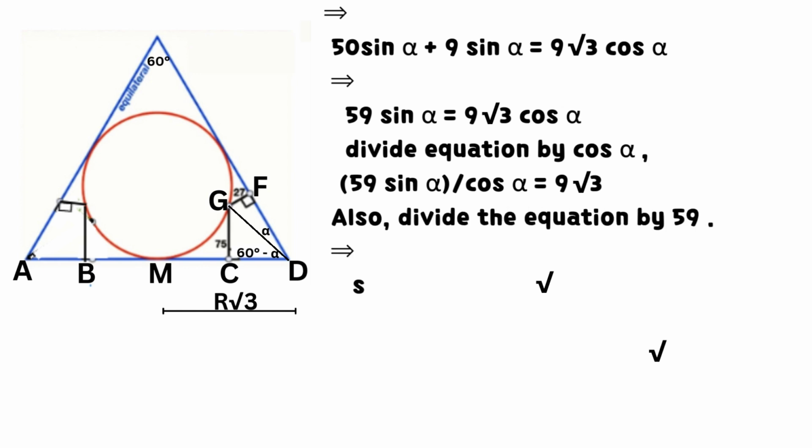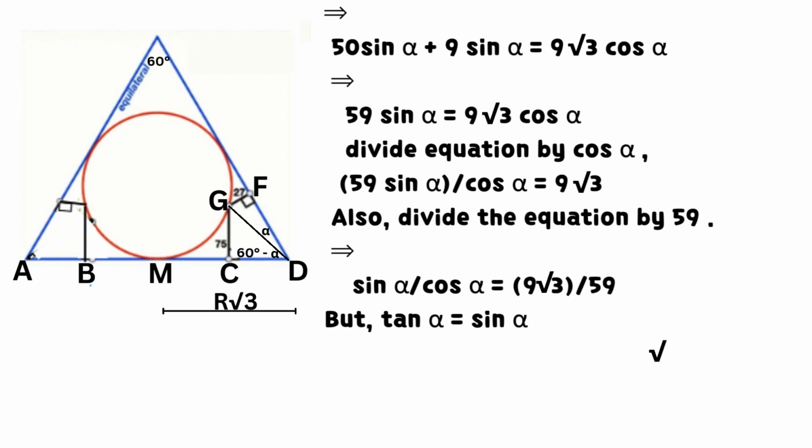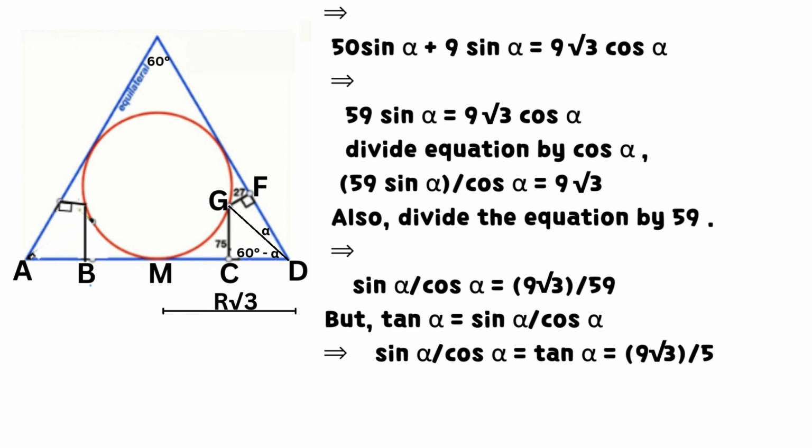We obtained that 59 times sine alpha, all divided by cosine alpha, equals 9 times the square root of 3. Also, divide the equation by 59, so that sine alpha divided by cosine alpha equals 9 times the square root of 3, all divided by 59. Finally, sine alpha divided by cosine alpha equals tan alpha, which equals 9 times the square root of 3 divided by 59. We call it equation 4.